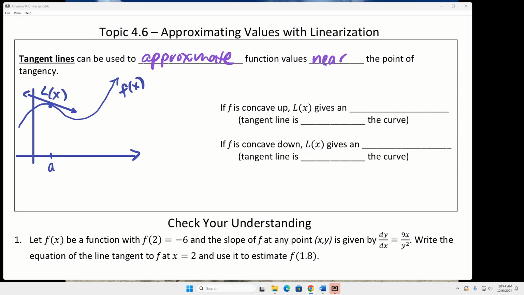All right, and so what we can do is just know that for x values near x equals a, L of x is approximately f of x. And the closer the better, the closer the better, the approximation. Is it x equals a? It's a, thank you.